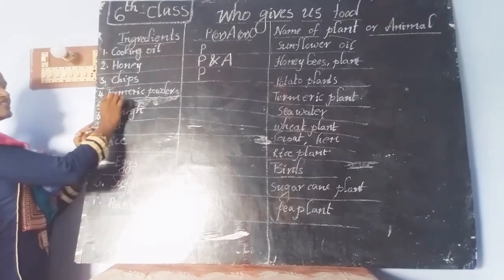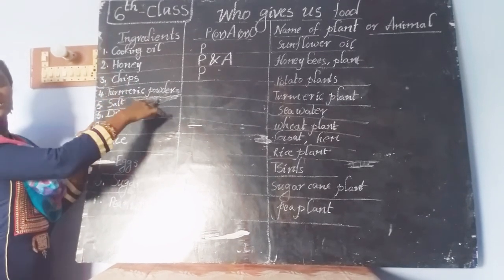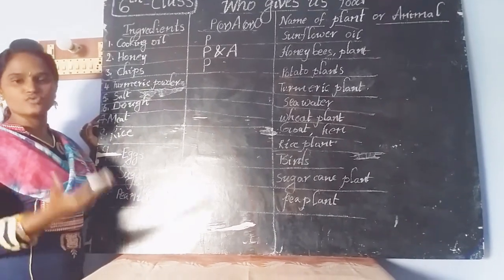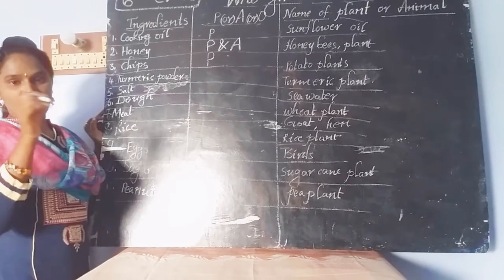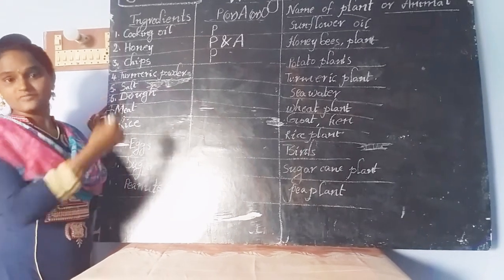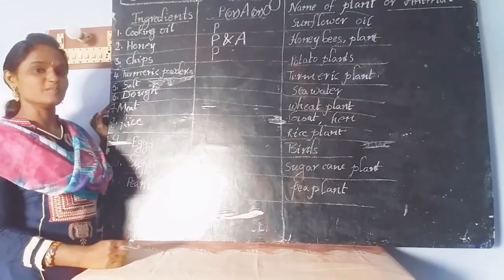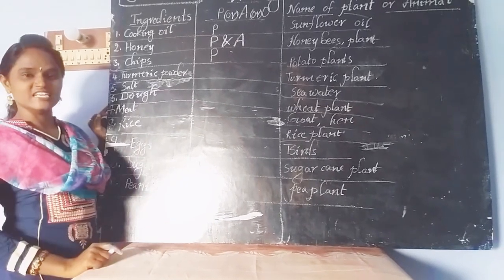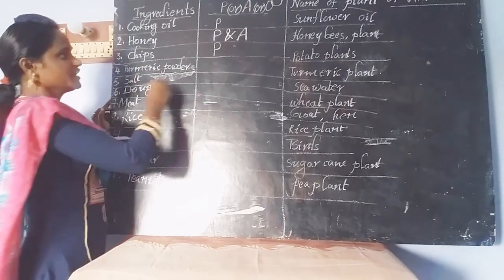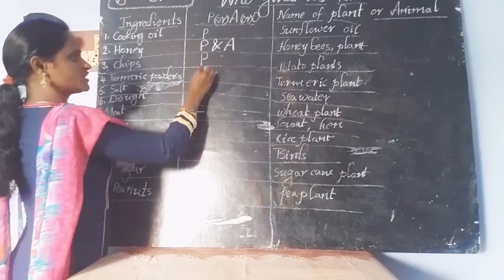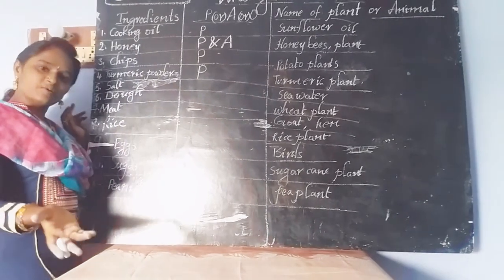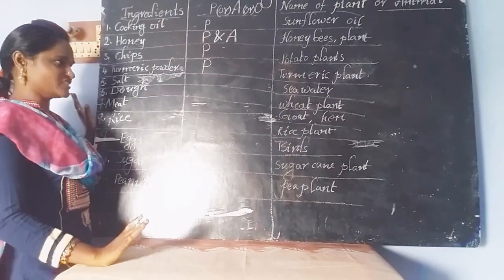Then move to the next ingredient, that is turmeric powder. We use this turmeric powder in curries and different varieties of food items. We also use it as an antiseptic powder. Whenever we get a wound, whenever our skin bleeds, at that time we use this turmeric powder. I think you people are well familiar with this ingredient. Most of the people may have it in the kitchen. Here, what is the source of turmeric powder? Yes, plant. What is the name of the plant? Turmeric plant. Yes, very good.